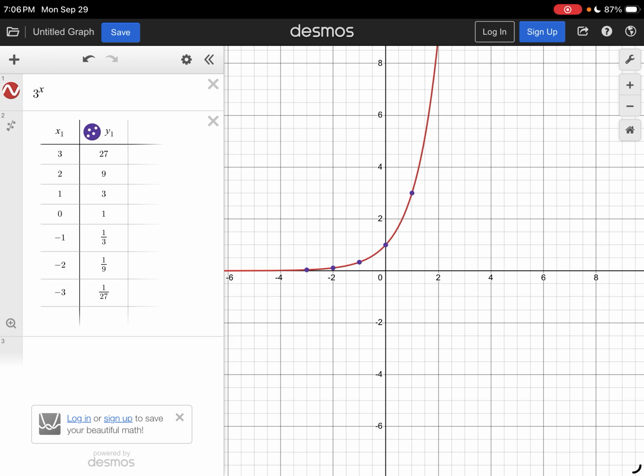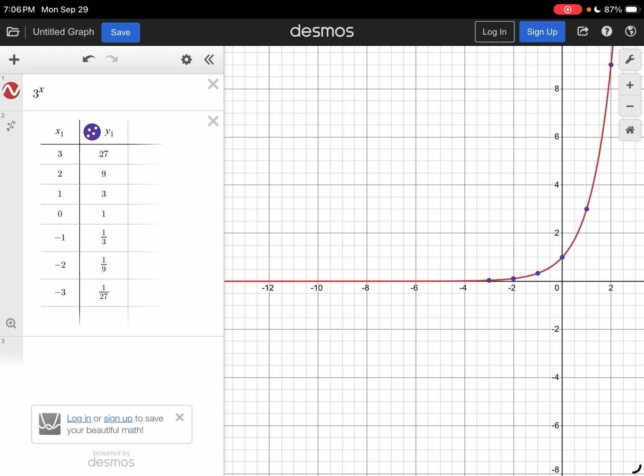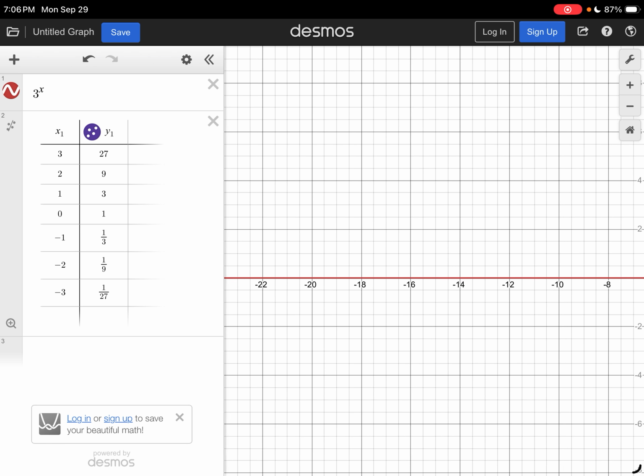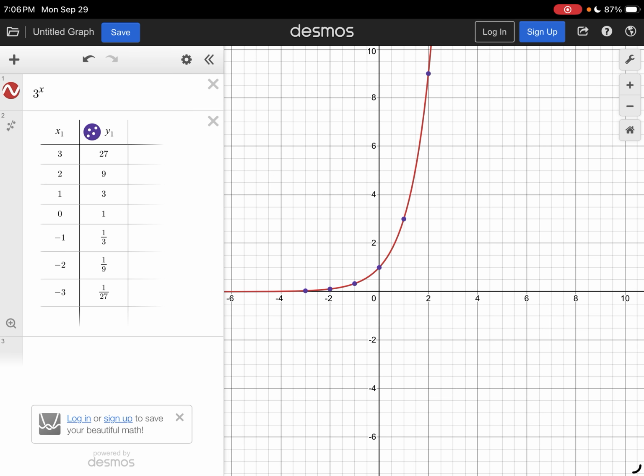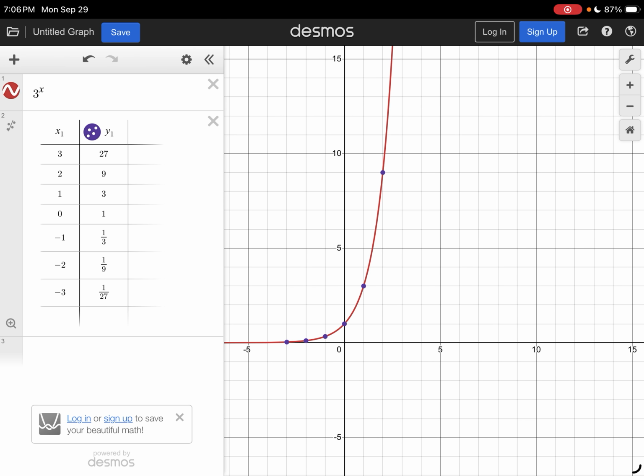It just gets smaller and smaller and smaller, and it follows that x-axis forever. It never quite gets all the way to 0. It says 0, but it's not actually all the way to 0. It's just almost there. It's going to be a really, really, really small fraction.